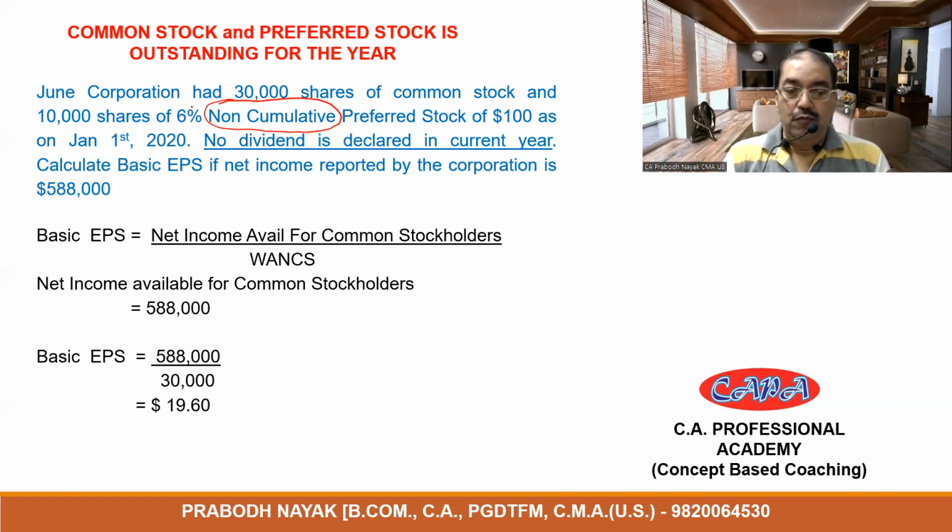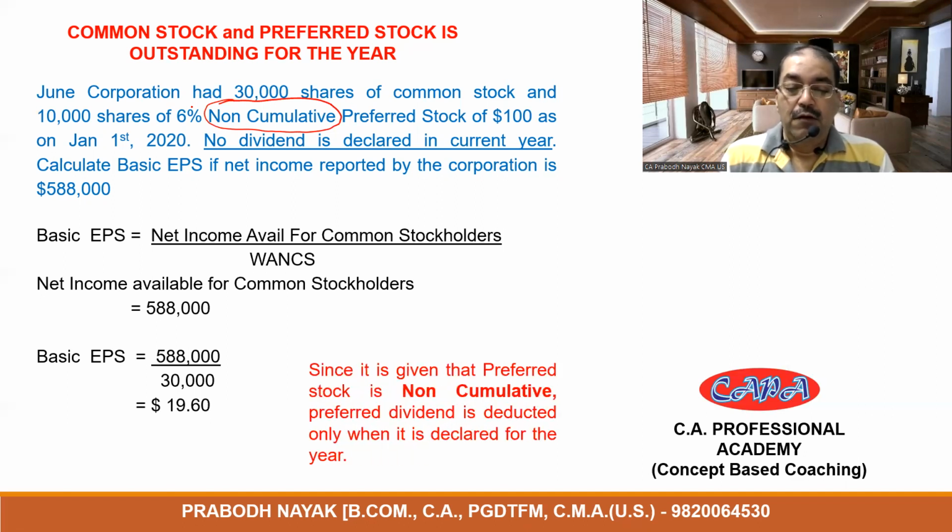Okay. Now, they have given in the example, it is non-cumulative. On non-cumulative, I will show the dividend only if it is declared. But they have said no dividend is declared, so it is not being deducted. Since it is given that preferred stock is non-cumulative, preferred dividend is deducted only when it is declared for the year. Have they declared? Answer is no. So no preferred dividend for the current problem.